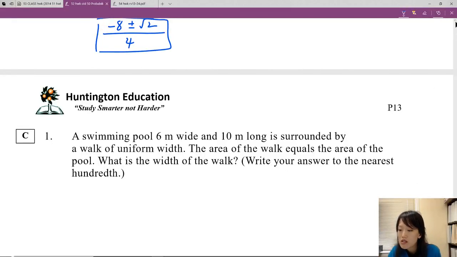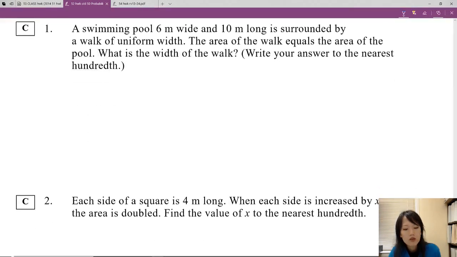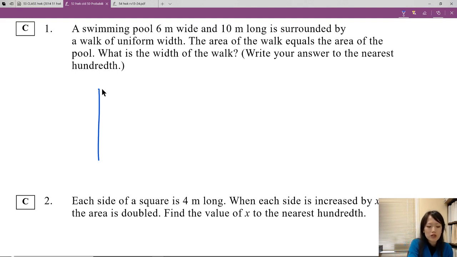You need to know how to do these types of area word problems. Okay, look at number 1. A swimming pool 6 meters wide and 10 meters long is surrounded by a uniform walkway. The area of the walkway equals the area of the pool. What's the width of the walkway? This is a standard question. For sure you'll have it.